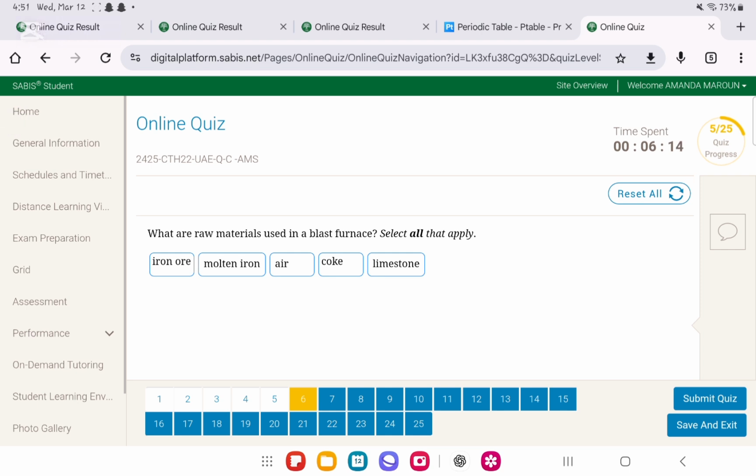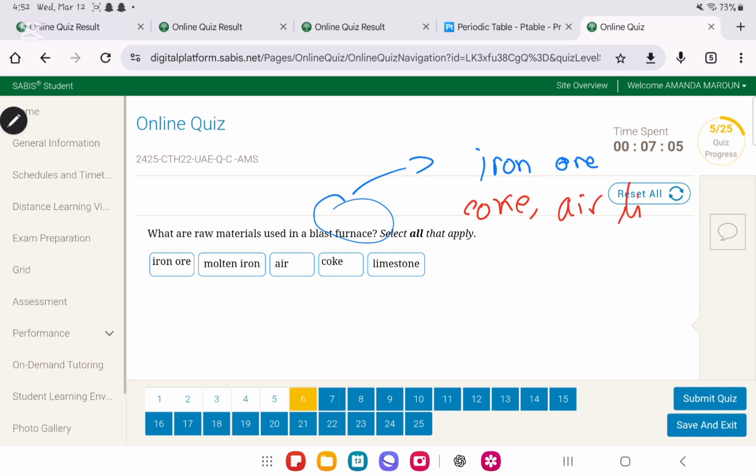What are the raw materials used in a blast furnace? Now, we talked in the previous question about what happens in a blast furnace. They will take the iron ore and make it go through the blast furnace. They will burn coke. So coke is solid carbon, which is a fuel. They will use hot air and they will also use limestone, which is also known as flux. And this iron ore will be transformed into liquid iron.